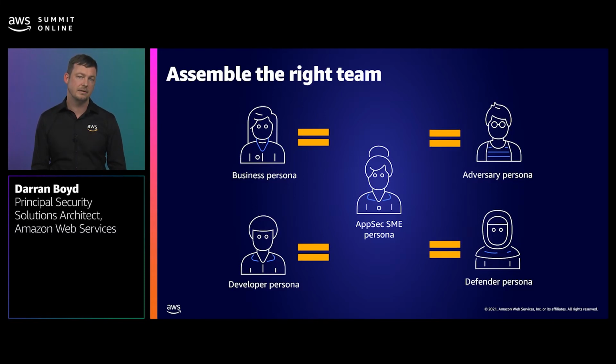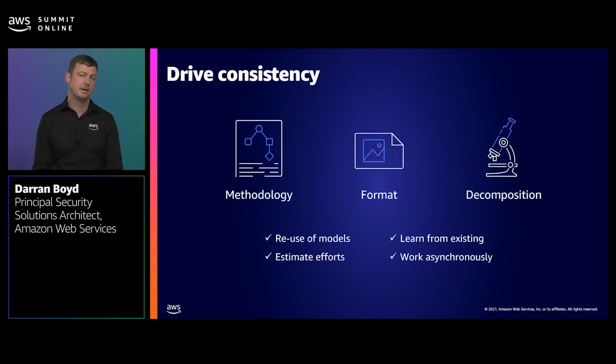And all of these perspectives should be seen as equal in value. This is to drive an appropriate balance between security, functionality, and actually delivering that business outcome. The next tip for success is to drive for consistency. When we talk about consistency, we're talking about the consistency of the threat modeling exercise and its outputs.